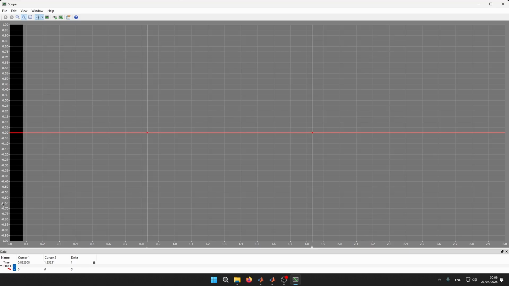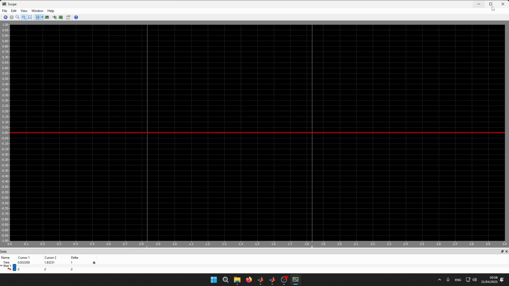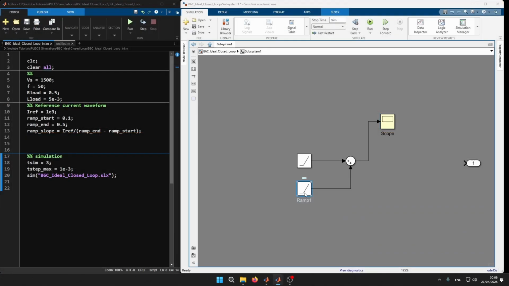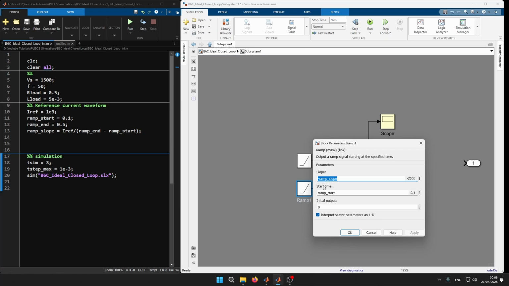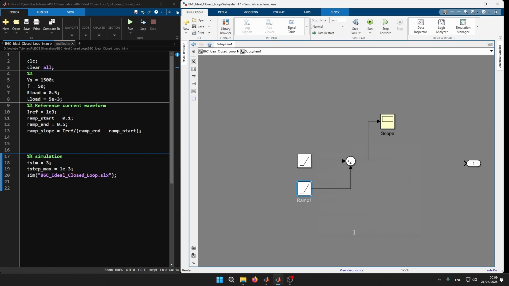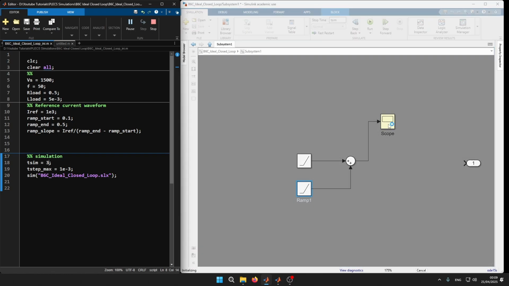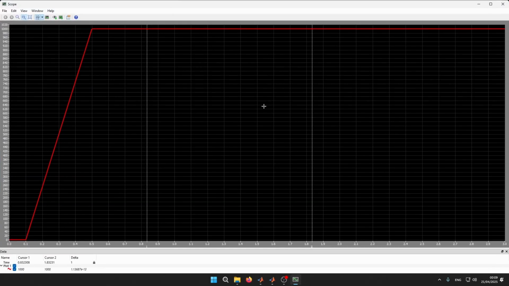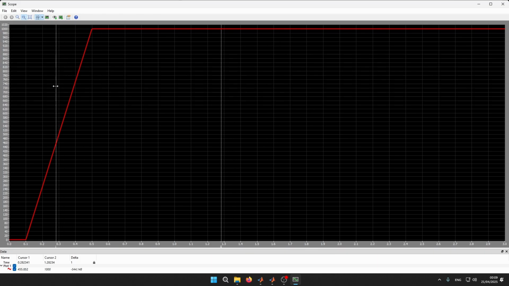Is it not too fast? Is this the only one? Ramp start? Start time. Okay. Now, of course, I need the negative slope after the ramp time ends. So I need to select ramp end. And then let's simulate. Yes, this is what I meant.